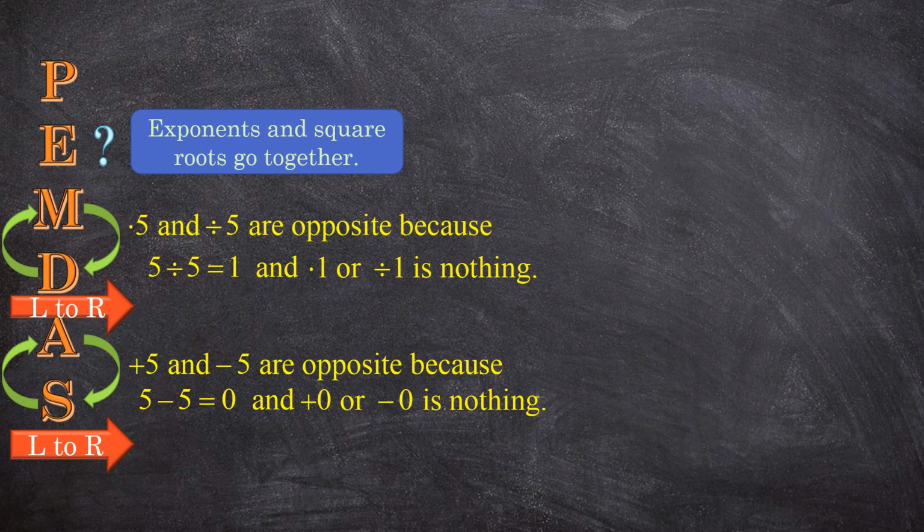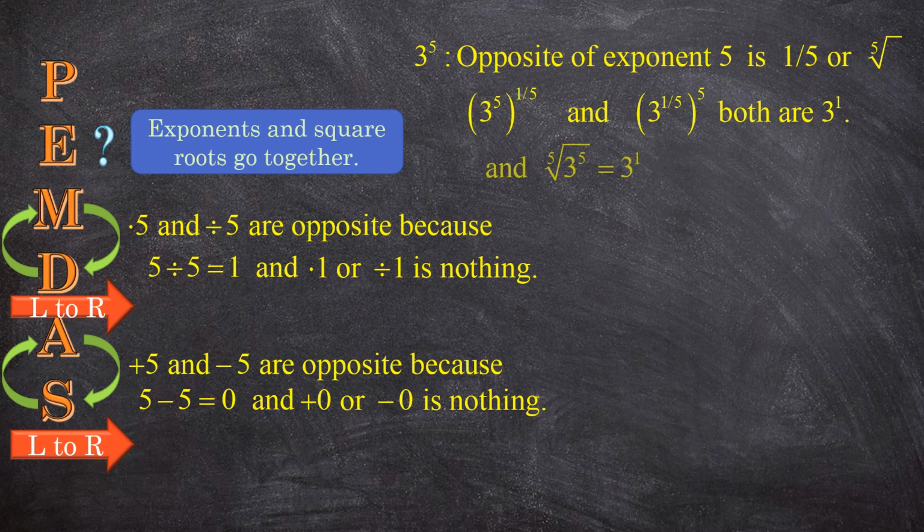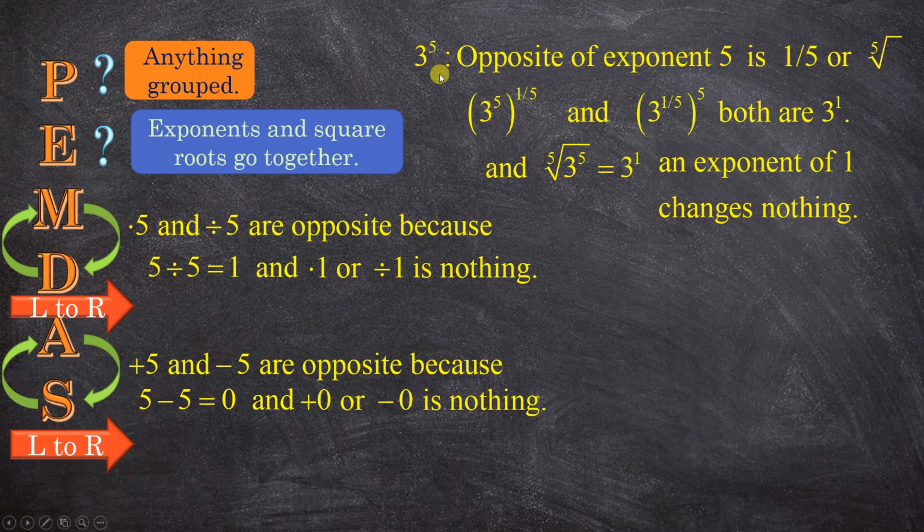Now here's where it gets a little tricky. Exponents and roots, you might not remember, but they're actually inverses. So let's go ahead and talk about the exponent of 5. The opposite of the exponent of 5 is an exponent of 1/5 or the 5th root. And here's why. If you had 3 to the power of 5 and you raise that to the power of 1/5, you have to multiply those. 5 times 1/5 is 1. 3 to the power of 1, you don't even need that 1 right there.